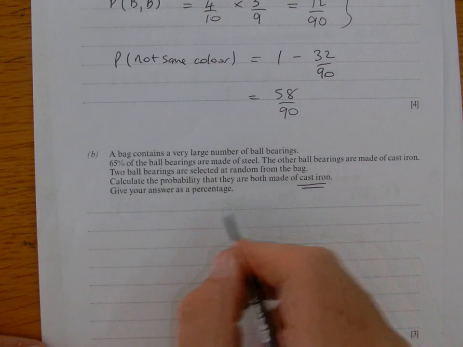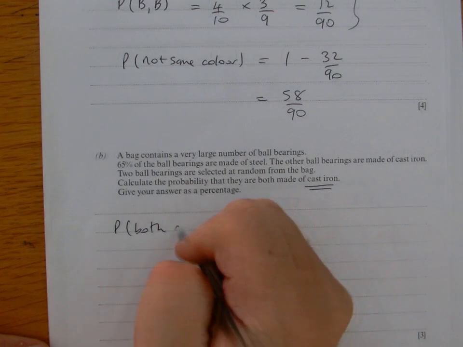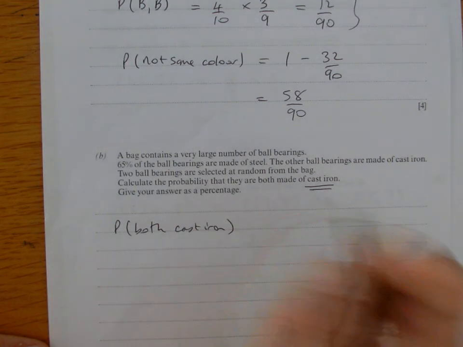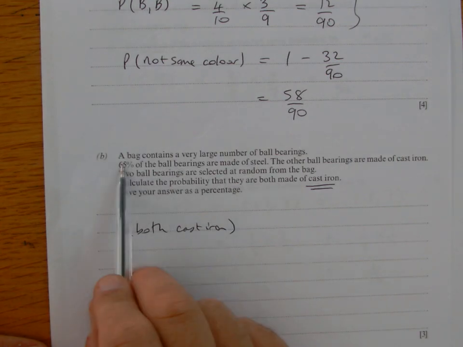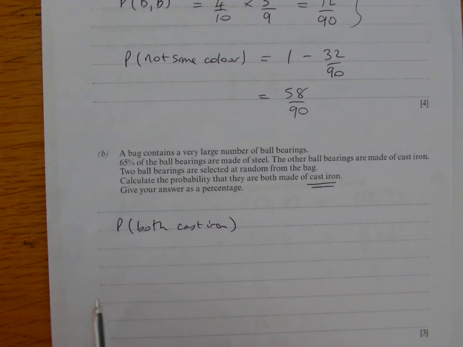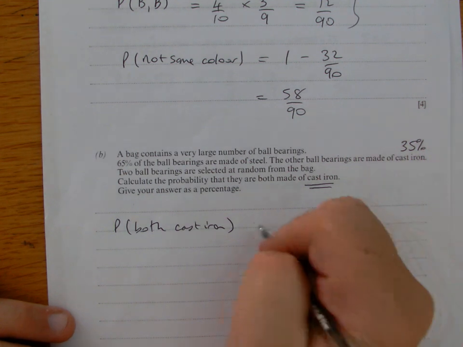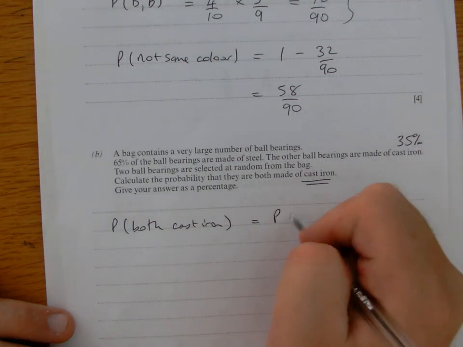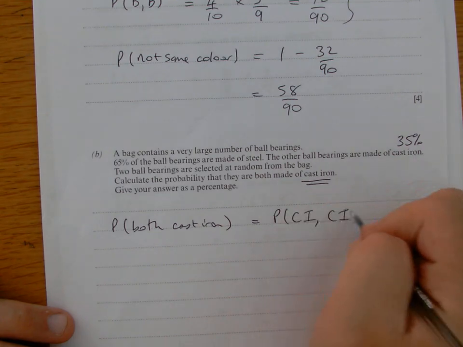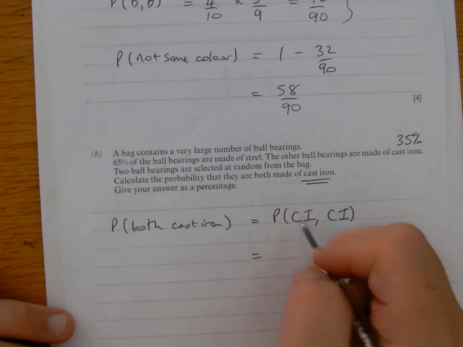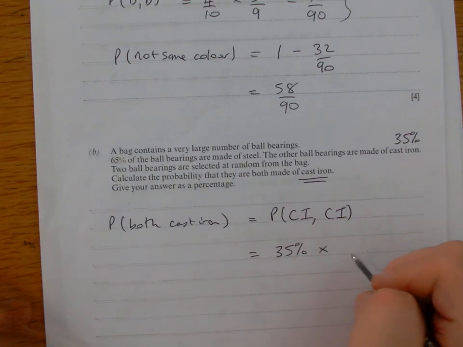Well, in terms of calculating the probability that they are both cast iron, the probability that they are steel is 65%. So that means the probability that they are cast iron is 35%, yeah? So essentially, we need to have the probability of it being cast iron, and then the second one being cast iron. So the probability of the first one being cast iron is going to be 35%, times then the probability of the second one being cast iron.